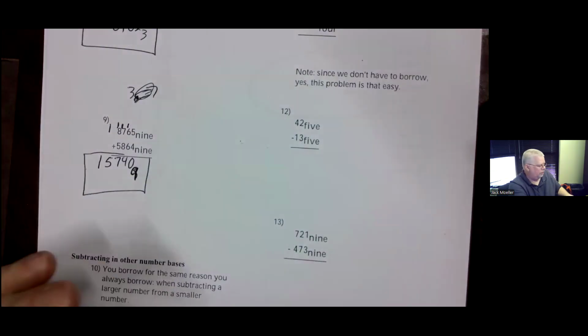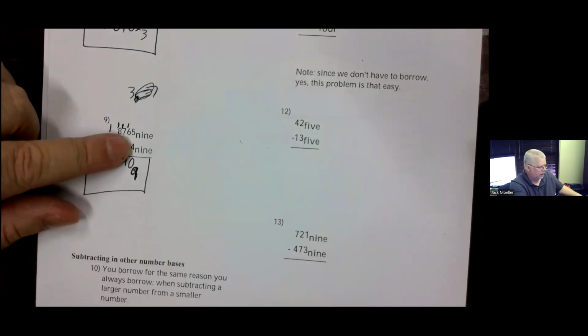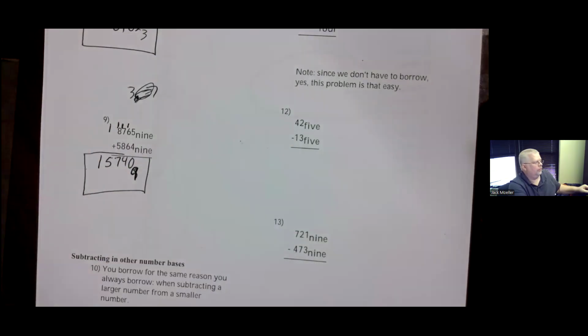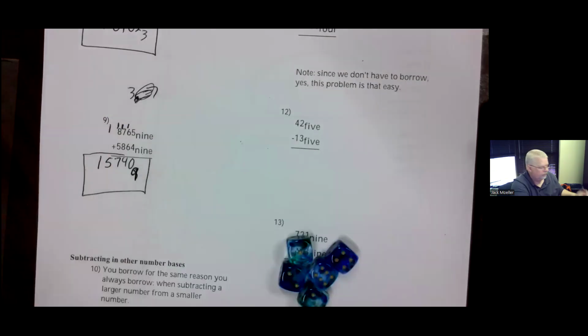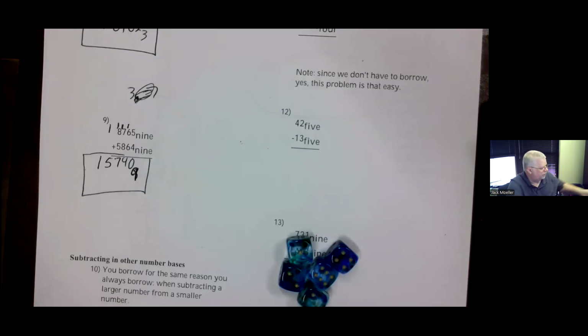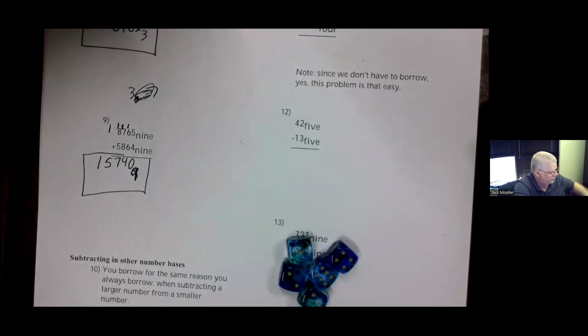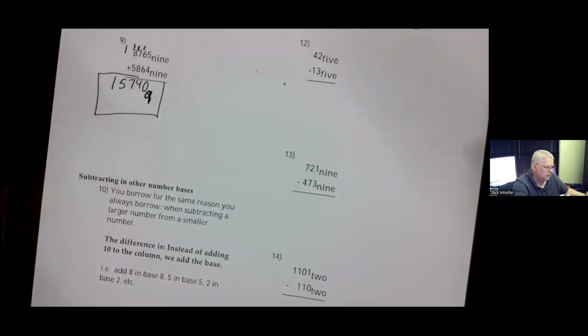So when you're adding, if your sum adds up to your base or higher, we're going to carry 1 over and then subtract that base to see how many are left in that column. Hopefully I've explained that properly. All right, so that is adding.